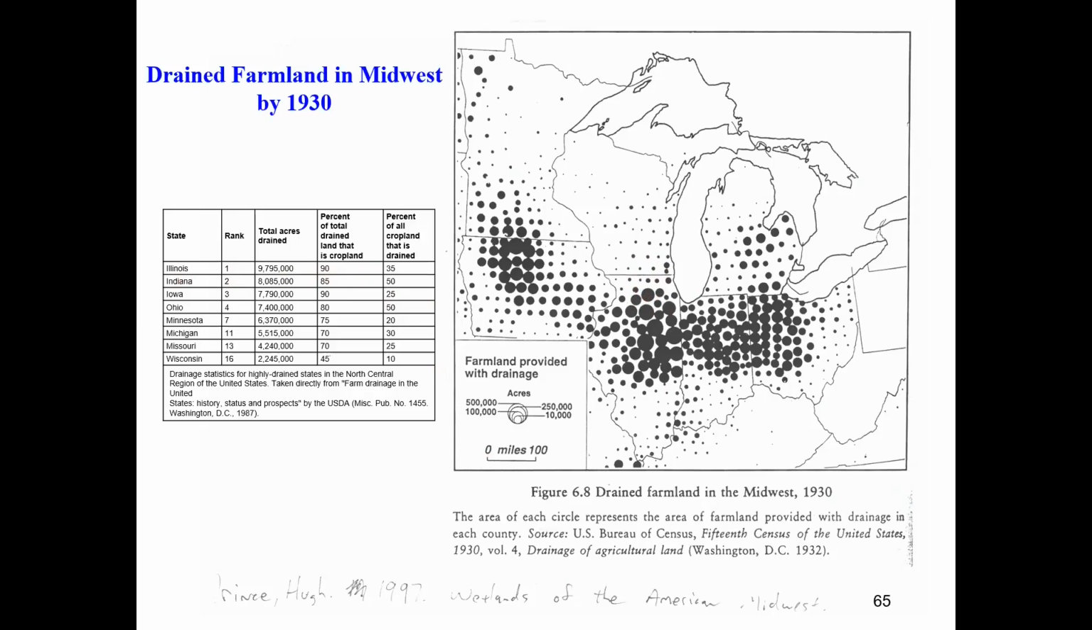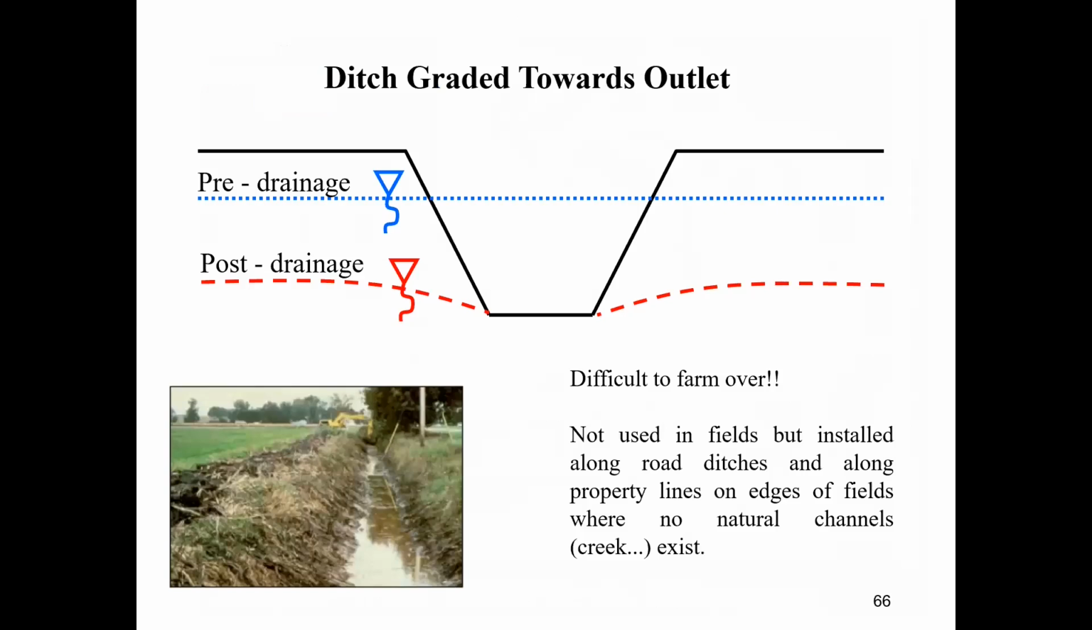Anybody that does any activity out on the land has run into a drainage tile for either urban use or agricultural use. All right, so how do these tile work? How did they start to put them in? Well, one thing you could do is you could dig a ditch, and that ditch could be graded towards some outlet. The water will flow into the ditch and away, except these are hard to farm over. So we do have ditches that are along field edges. We have some streams or creeks that were straightened that are now ditches.